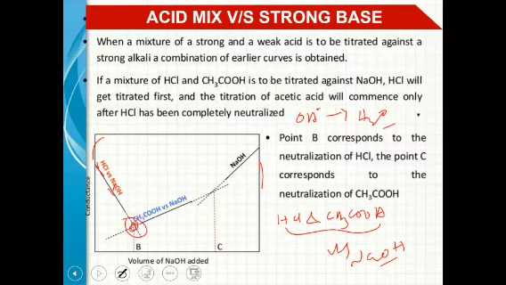After completion of the reaction between HCl and NaOH, only then will acetic acid react with the sodium hydroxide. After completion of the first end point, after neutralization of the HCl, there is only acetic acid present. Because acetic acid is a weak electrolyte, initially it will show low conductance. Now see here, while adding the NaOH solution to the acetic acid, there is a gradual increase in the conductance value.